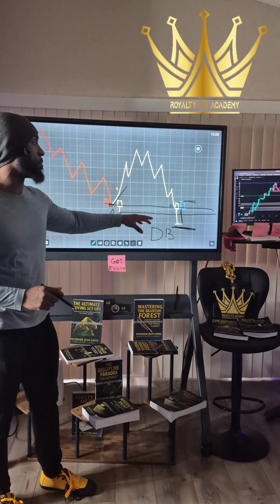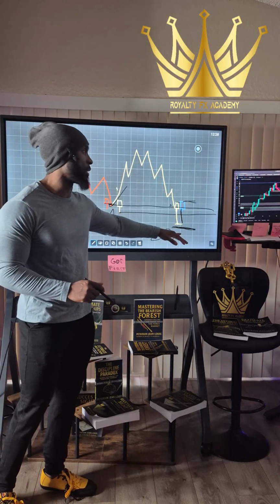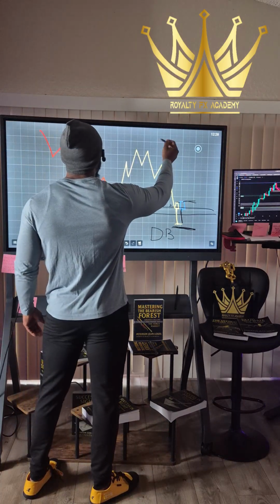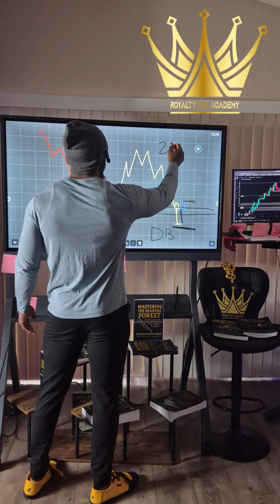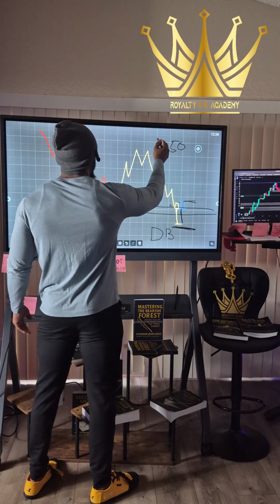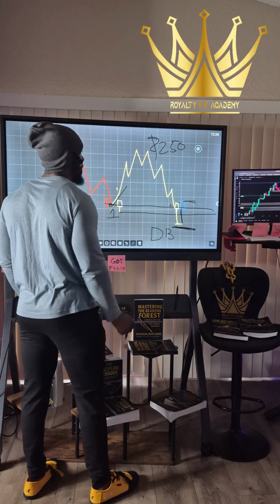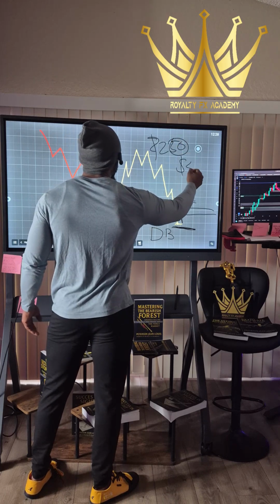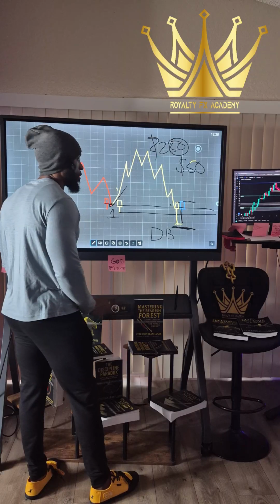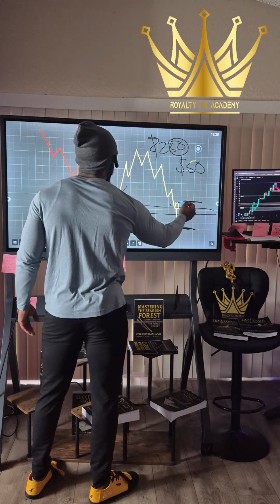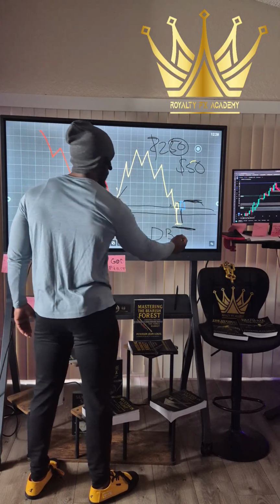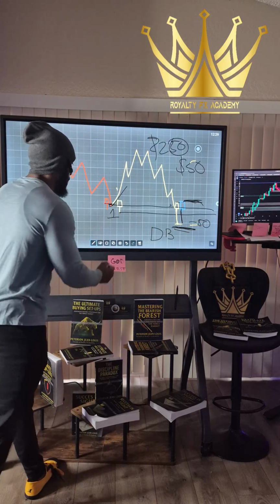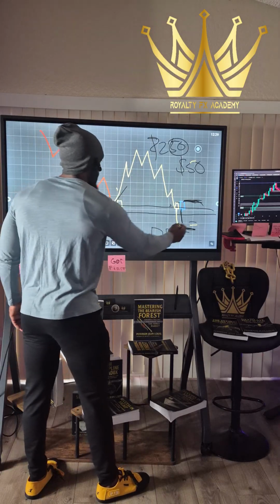Now, if you just simply take the trade, put the stop loss at the last low, and you understand, hey, let's just say out of my $250, I'm willing to risk $50. You're just going to have to make sure that your lot size from entry point to your stop loss equals $50.